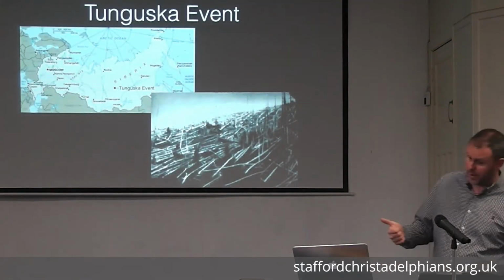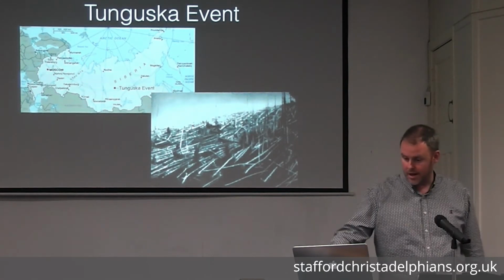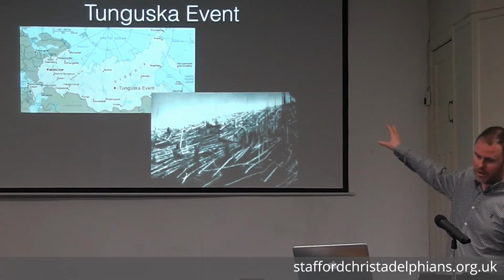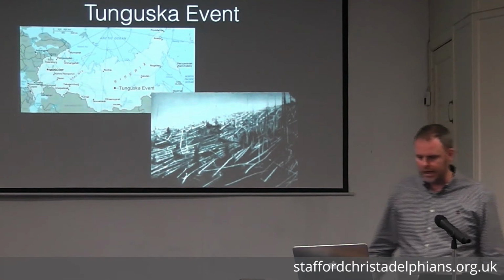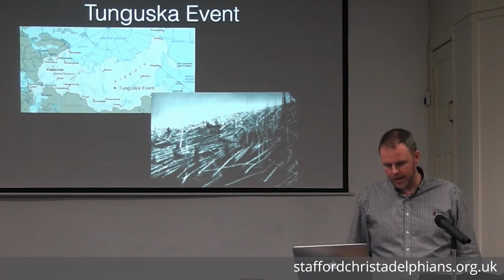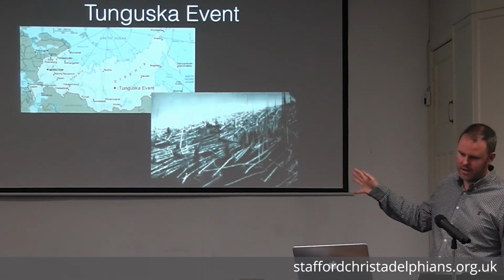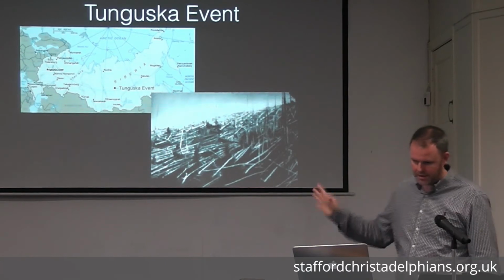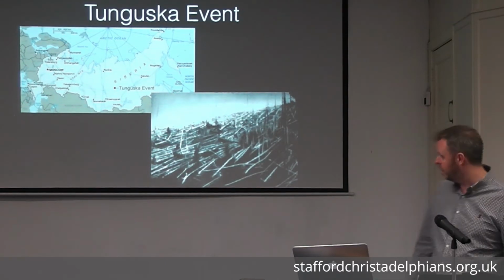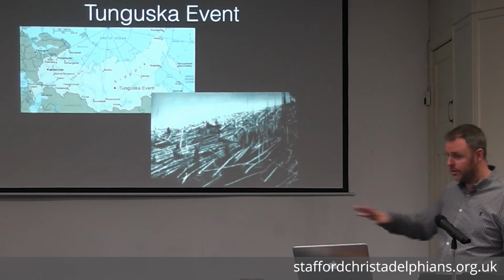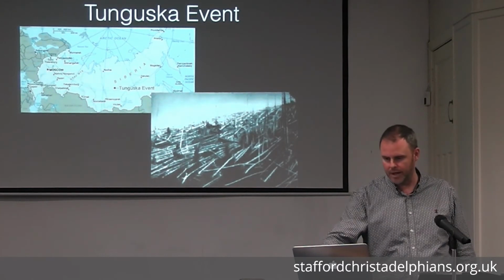The most powerful bolide event in recorded history actually flattened hundreds of square miles of forest, again coincidentally in Russia. This was about 10 megatons of TNT, 1,000 times the power of the Hiroshima bomb. Hundreds of square miles of forest flattened by this event.